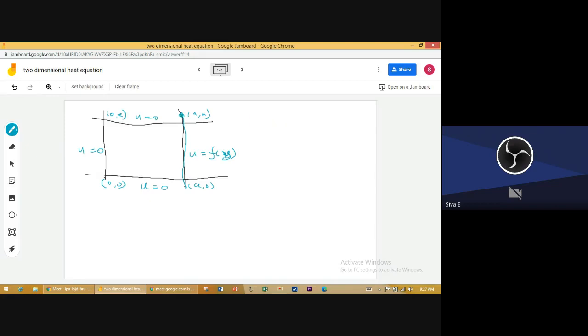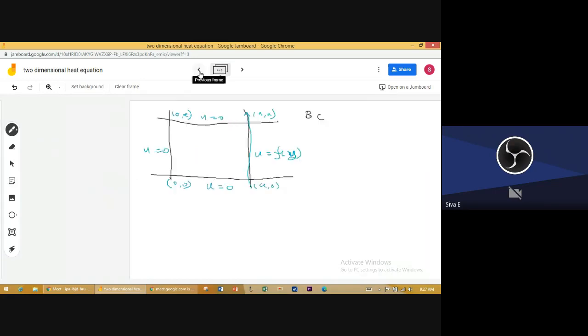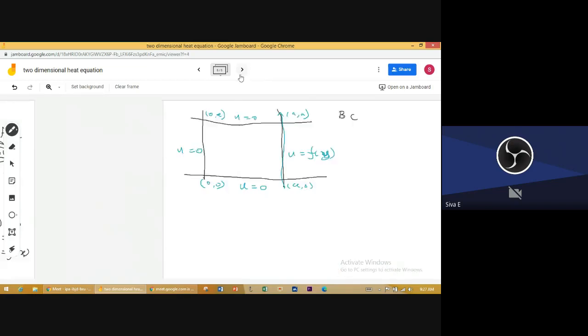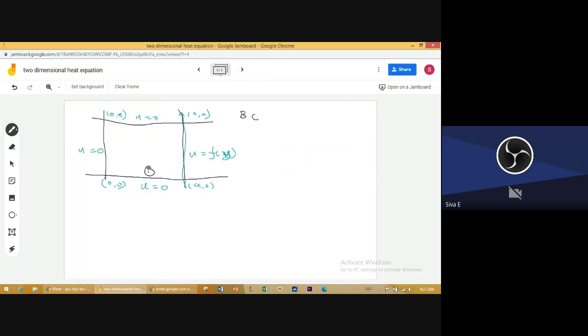At that time we have to write the boundary conditions. What are the boundary conditions? What we have done already, we wrote these two boundary conditions first, then the second, third and fourth. But here we have to write this as first boundary condition, this as second, this third, this fourth, quite opposite.